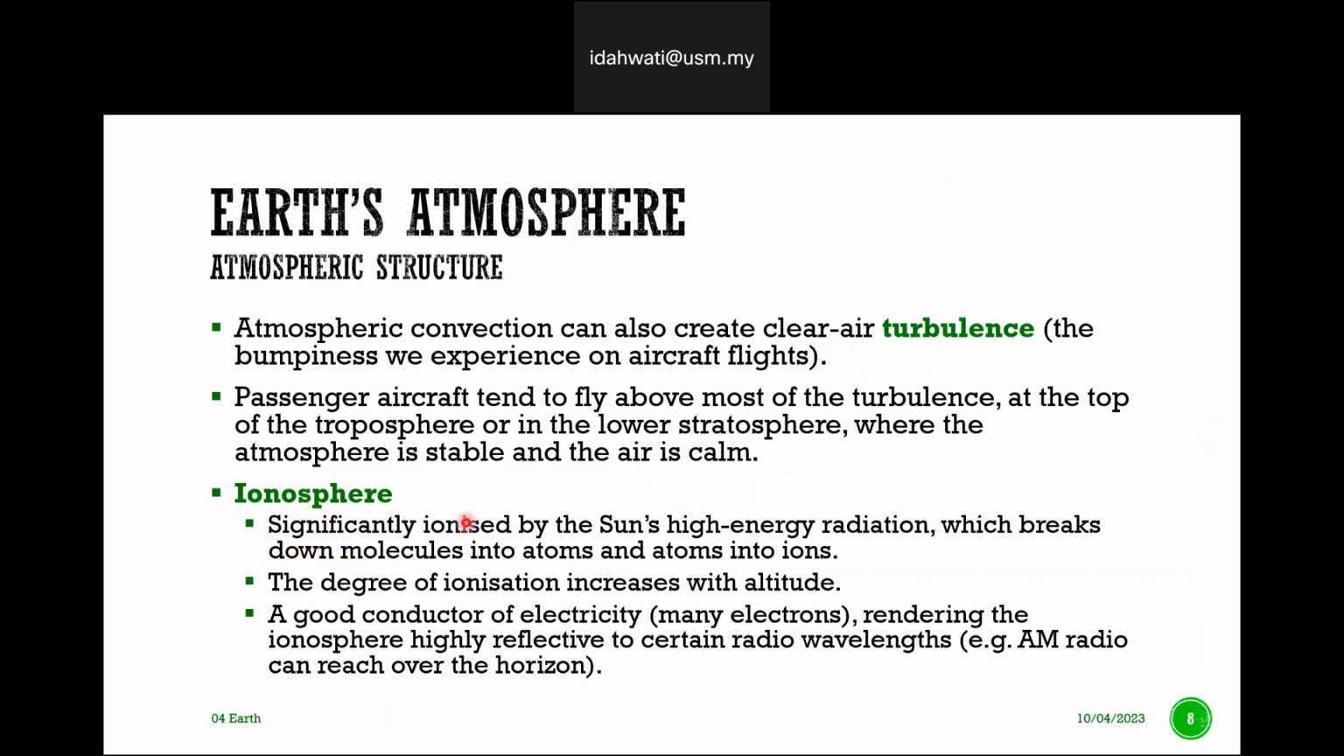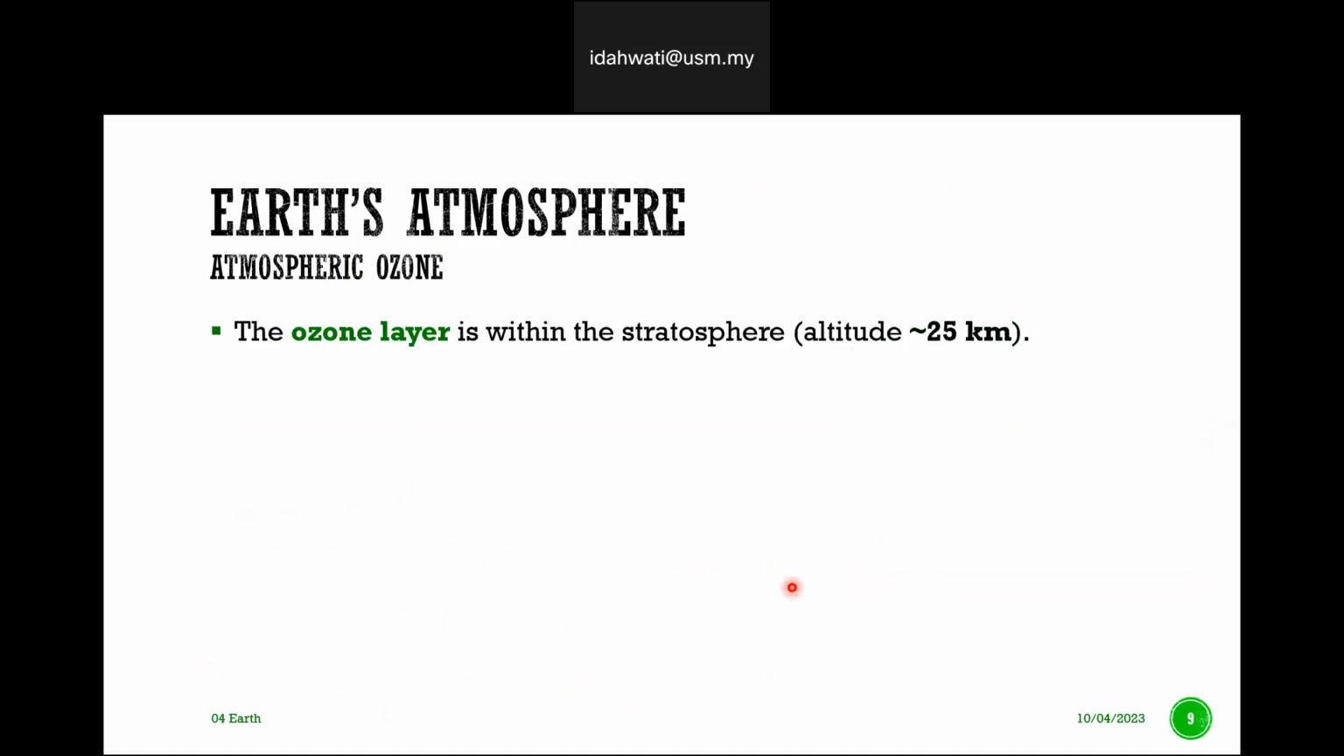Now we go to the ionosphere layer. It is significantly ionized by the sun's high energy radiation, which breaks down molecules into atoms and atoms into ions. The degree of ionization increases with altitude. It is a good conductor of electricity and highly reflective to certain radio wavelengths. For instance, AM radio can reach over the horizon.